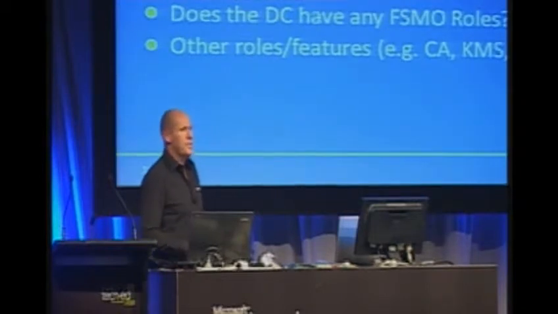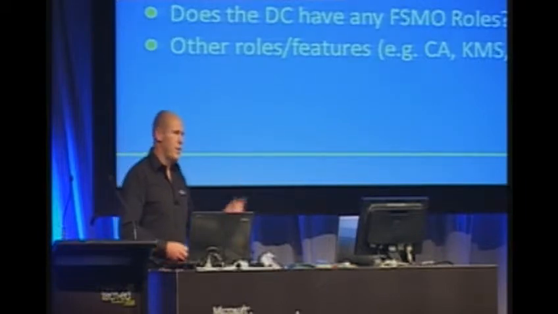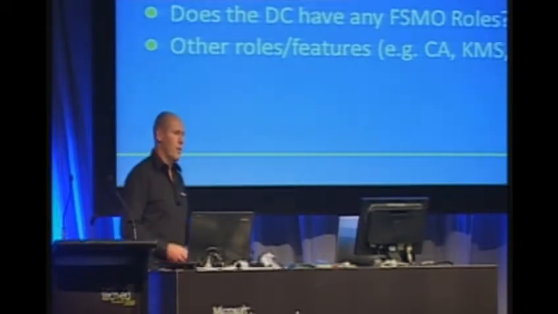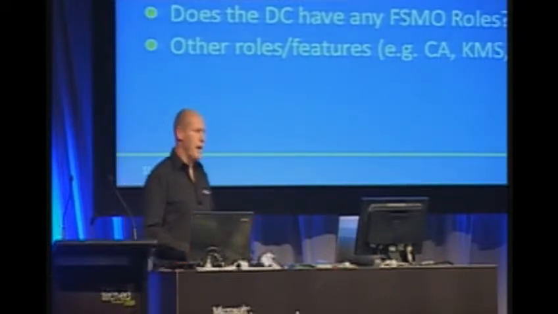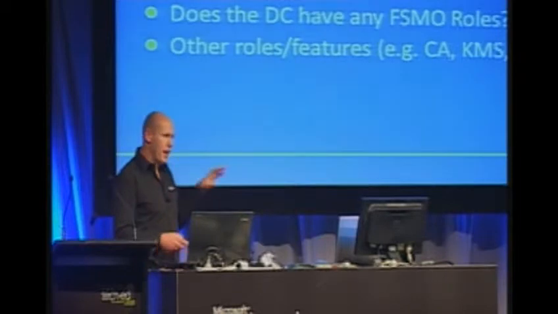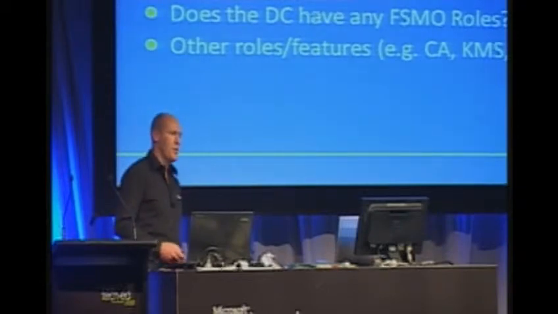So the question arises, does the DC have any flexible single master operations roles? And if it does, then you need to think about how you're going to deal with that, whether you're going to seize them or, as part of the non-authoritative restore, just bring them back. And again, does the DC have anything else on it? It comes back to this point of trying to keep things simple in your environment and make it easier for you to recover from failure scenarios. So try not to have those other things on there.